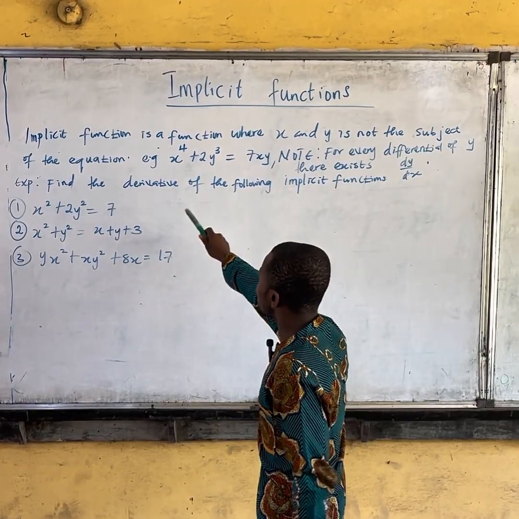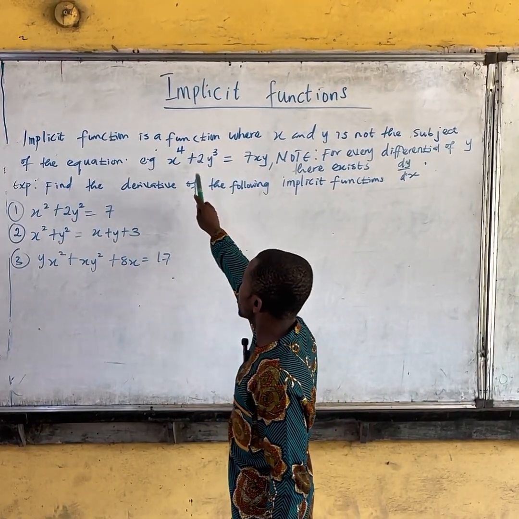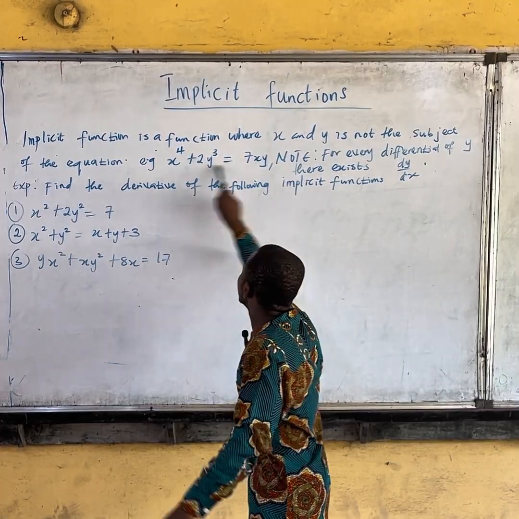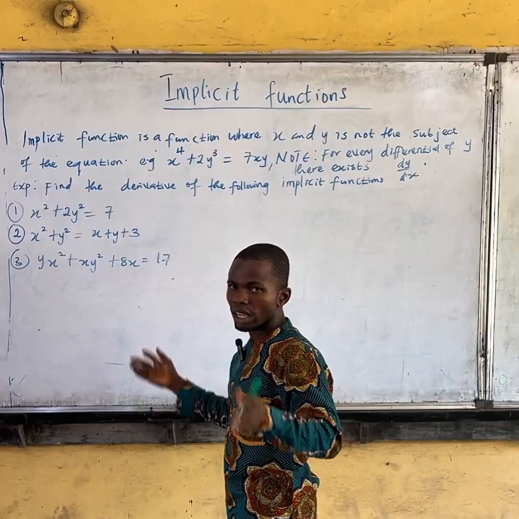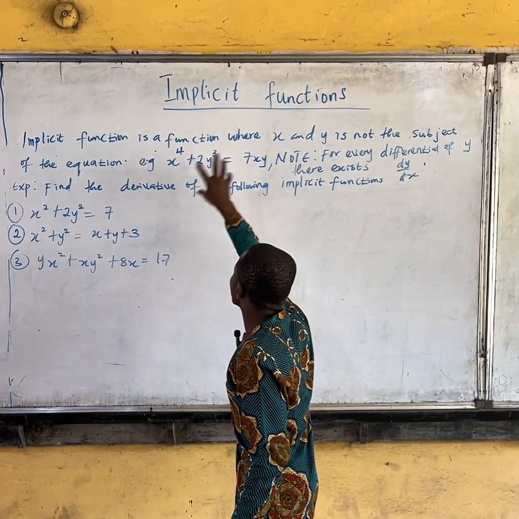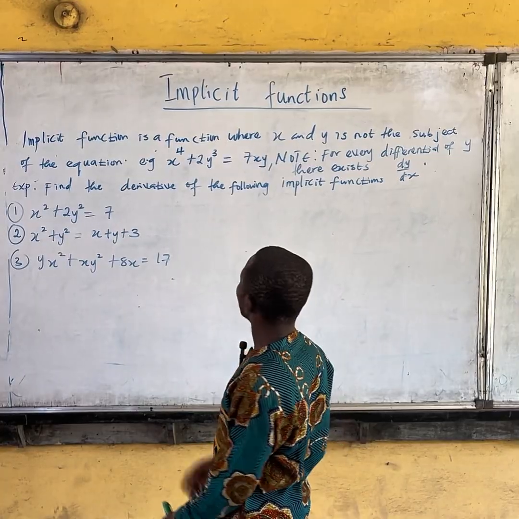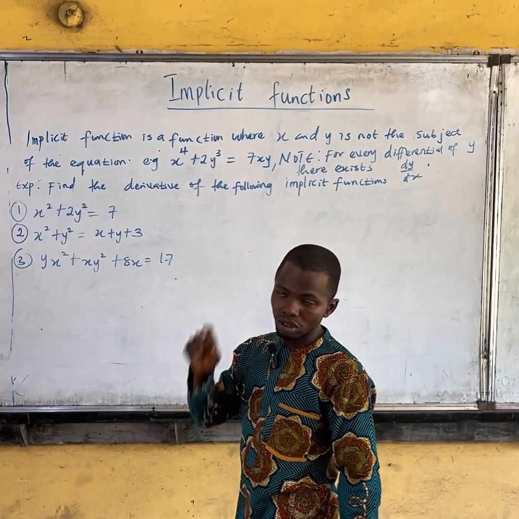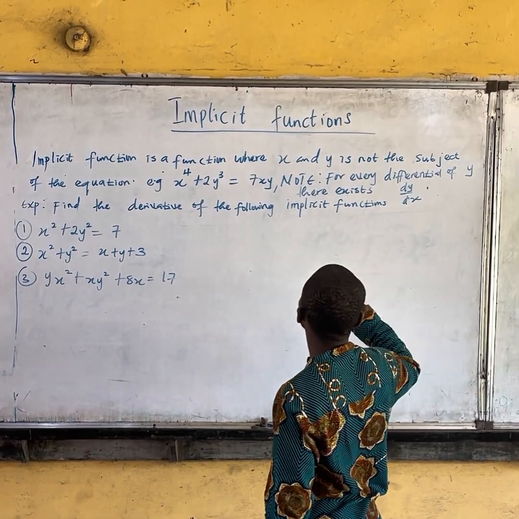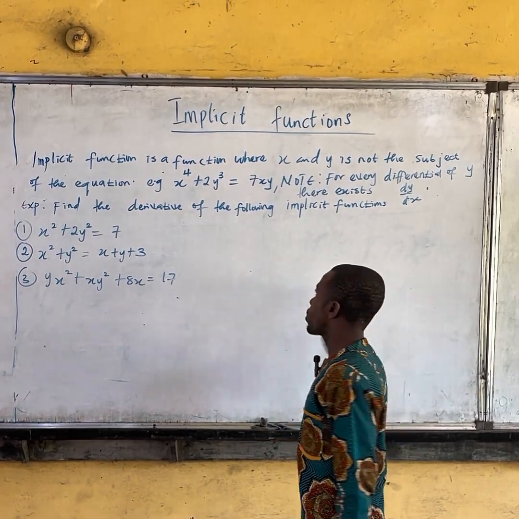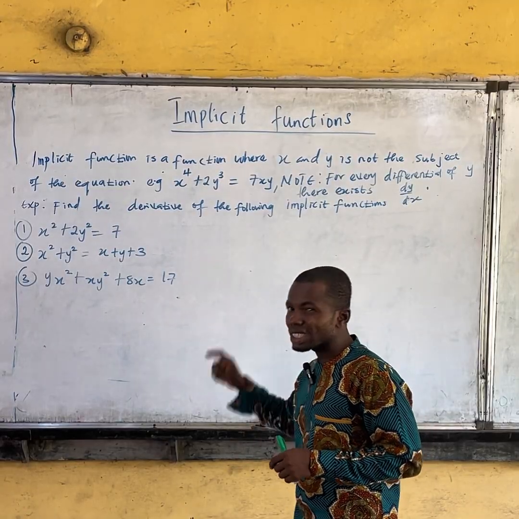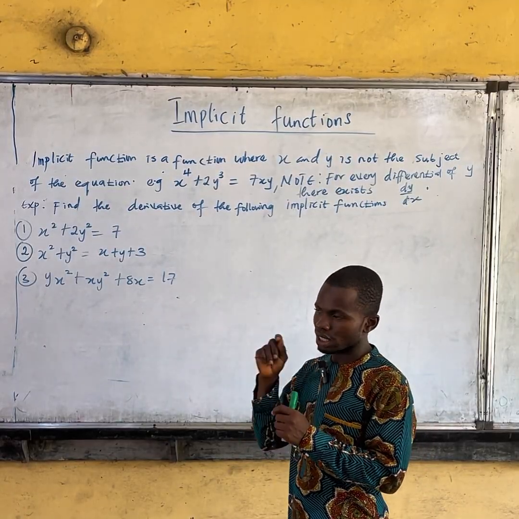For example, x raised to the power of 4 plus 2y cubed equals 7xy. If you look at this, they are just together. So y is not the subject, x is not the subject. They are just together. We call it an implicit function. But note that there is a very vital piece of information in implicit functions. Note, for every differential of y, there exists dy/dx, which means whenever you are differentiating y, for implicit, make sure you are putting dy/dx.